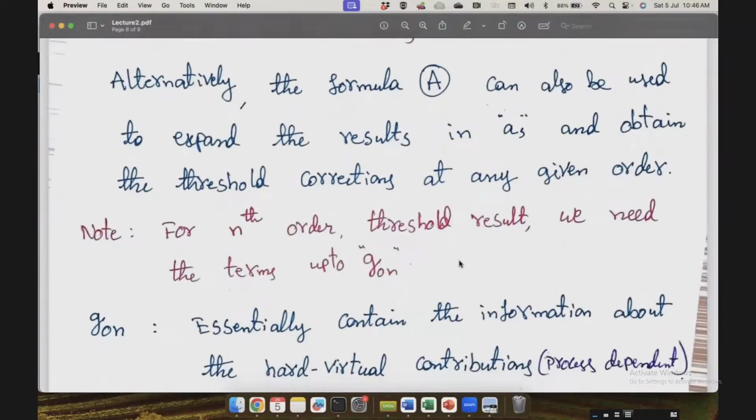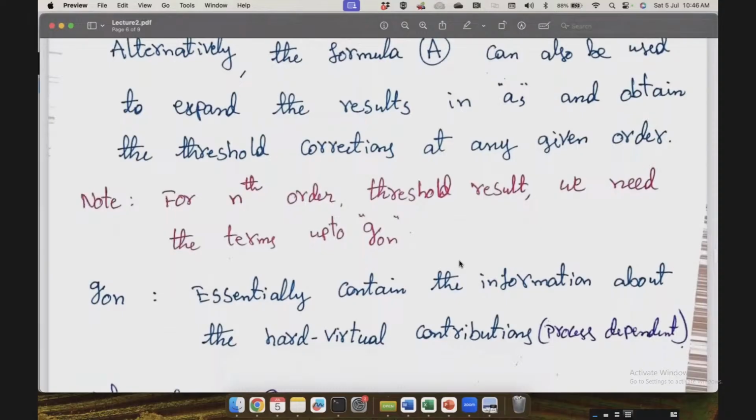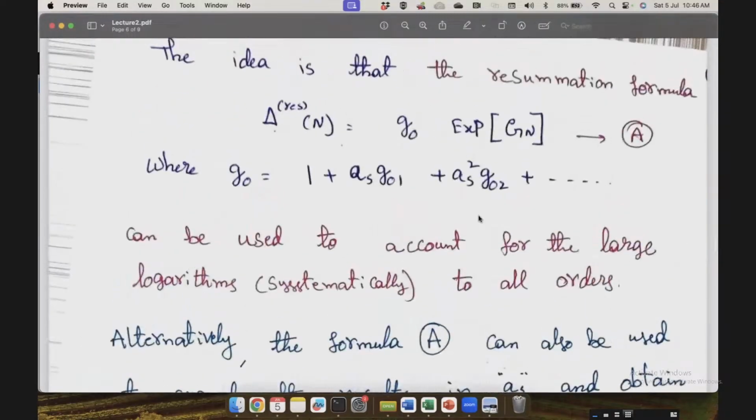So for nth order threshold result, we need terms up to G0n. I mean, this is obviously understandable. Suppose you want to have the full nth order result, you also need to have the Z0n. So this is where, historically, there is one point I would like to highlight. This Gn is some sort of universal quantity.